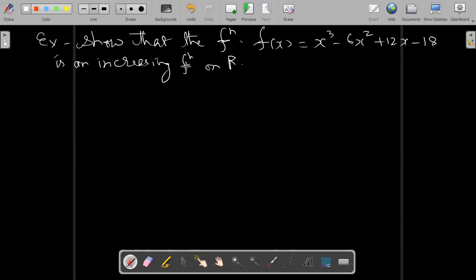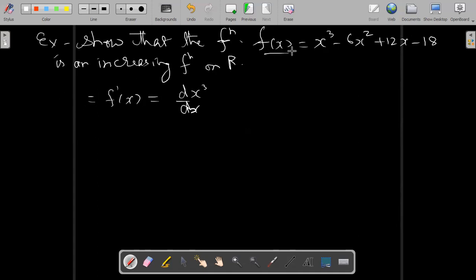Sometimes we are given a point, then we can find the derivative at that point. If the derivative is positive, the function is increasing; negative, decreasing. But here we have to use some properties. So first we have to find f dash x. F dash x means the differential of this function, d by dx of this whole function, d by dx of x cube.